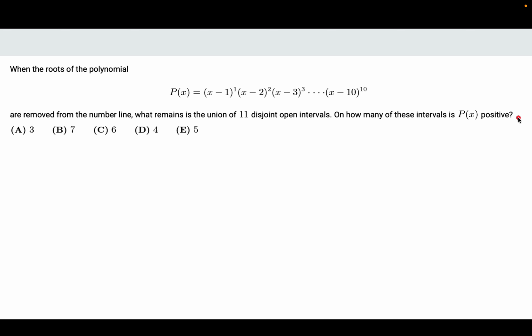At first glance, this looks like a terrifying 55th degree polynomial with exponents scaling all the way up to 10. The question asks how many of the 11 open intervals on the number line make this expression strictly positive. So the first thing I want to note is that it's a 55th degree polynomial. And don't be scared by this, it's just something to note.